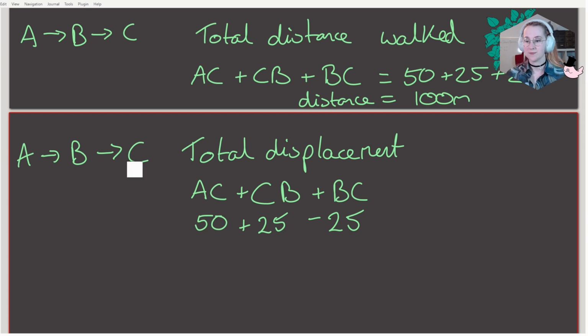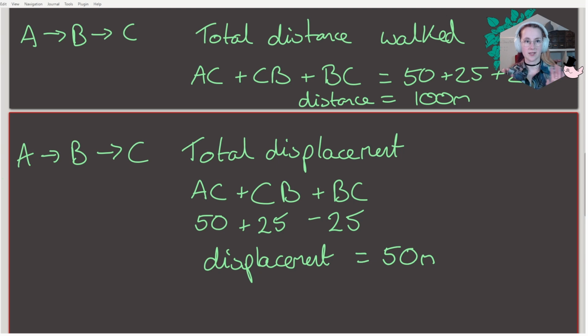So my total displacement is 50 meters. And I can leave it at that for the minute because I'm working in one direction. So I've just said positive. So if it's positive, it's going that way to the right. And if it's negative, it's going to the left.